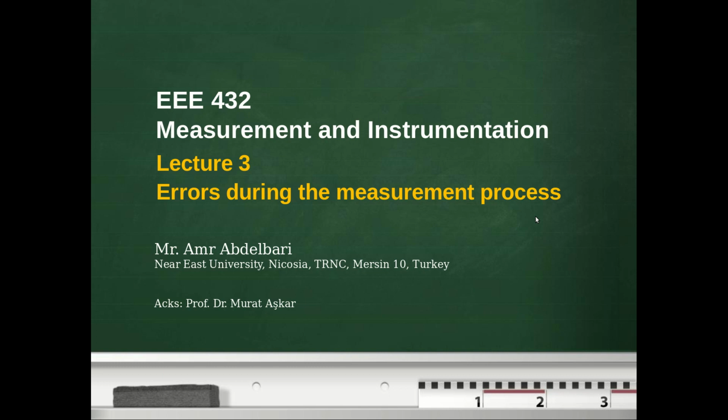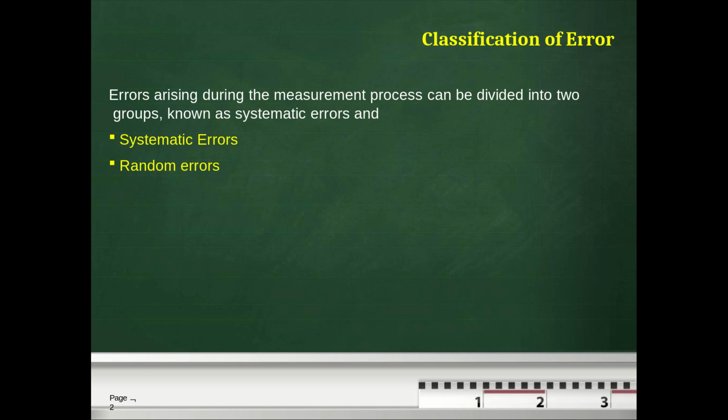Hello everybody, this is lecture 3 of the measurement and instrument course. Today I will speak about the errors during the measurement processing. So there are two types of errors, systematic error and random error.